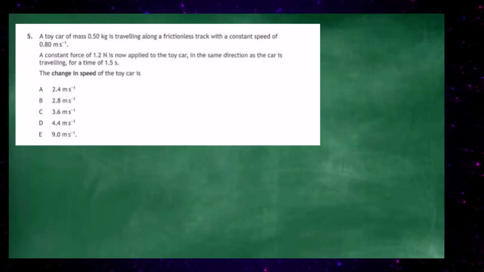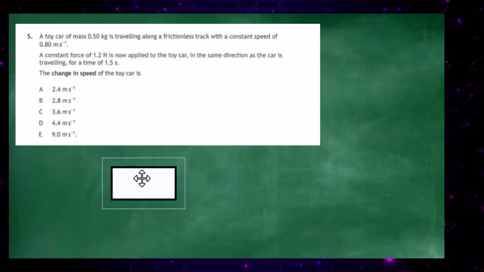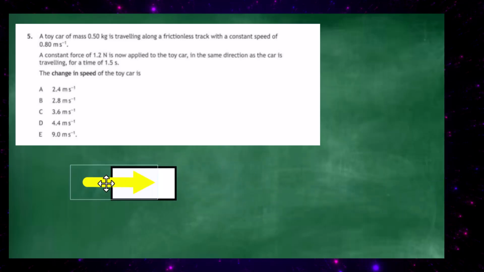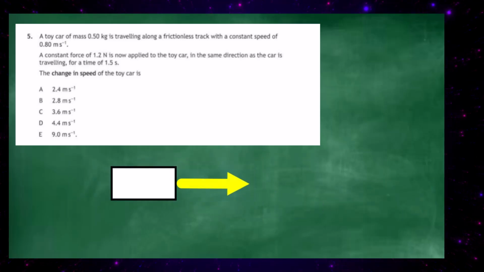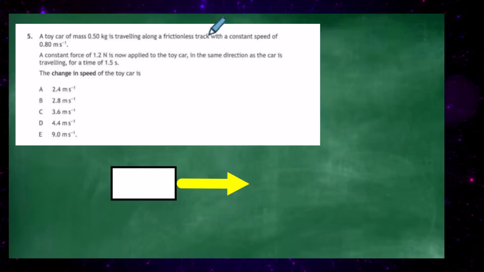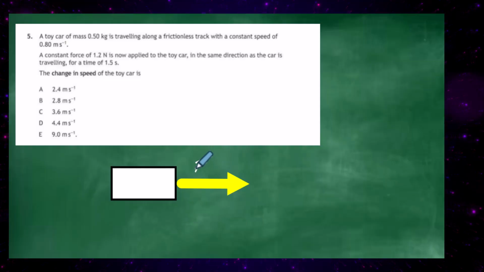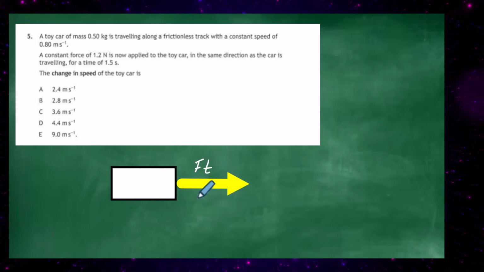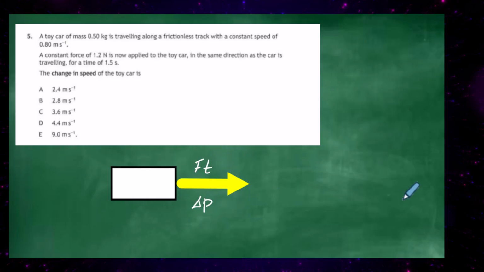Okay, let's look at the car itself. There's the car there like that. It's given a force over a given time. That is going to be an impulse, and the impulse is going to be F times t. So we can put that above the arrow. That's going to be the impulse, which is also equal to the change of momentum of the car.